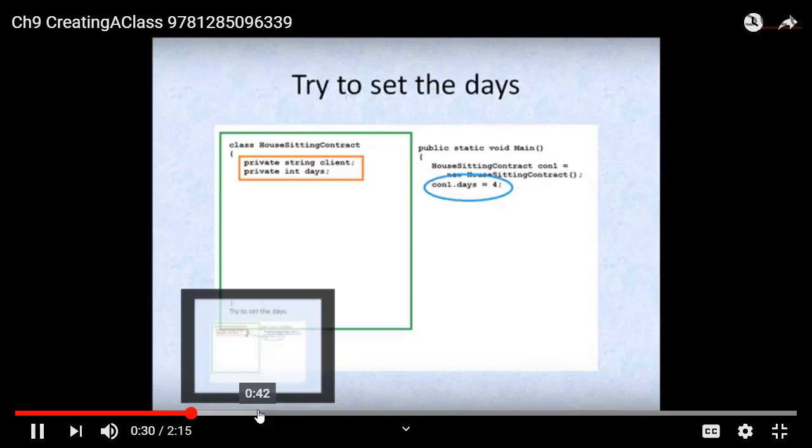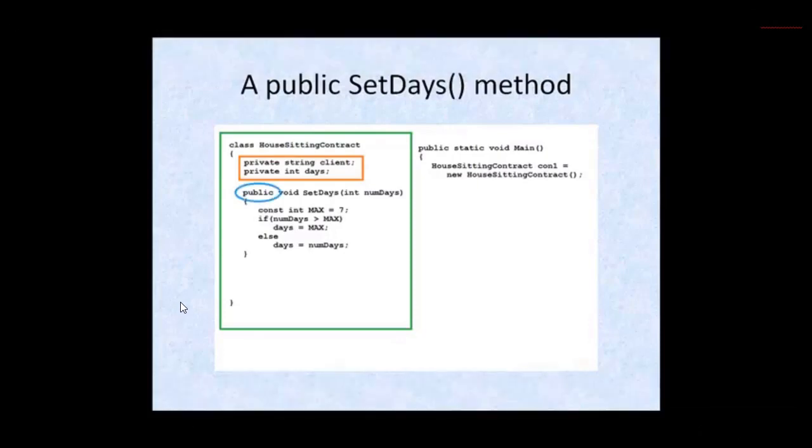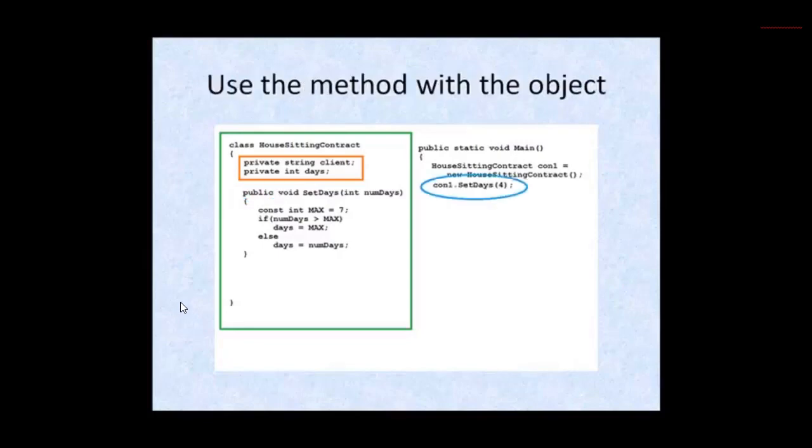Instead, what you might do is write a setDays method and make it public. The setDays method accepts a parameter, and if the number of days is greater than the maximum allowed, it forces days to maximum. Otherwise, it sets days to the number of days passed in. In the main method, you might say con1.setDays and pass in a value. The value can be passed into the method. It becomes numDays within the method, and then it's assigned to days, which can get to the field.